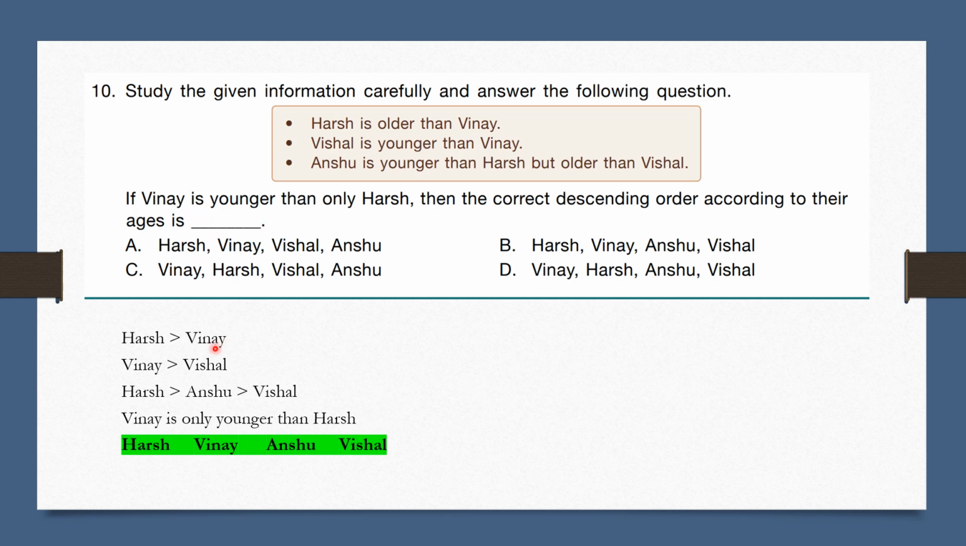So it is fixed that Vinay is younger than Harsh only. So Harsh will be the oldest and then Vinay. Now let's see the Anshu and Vishal arrangement. So Anshu is greater than Vishal and Vinay is greater than Vishal. So Anshu will come here and then Vishal. So the correct descending order will be Harsh, Vinay, Anshu and Vishal, which is option B. So our answer is option B.